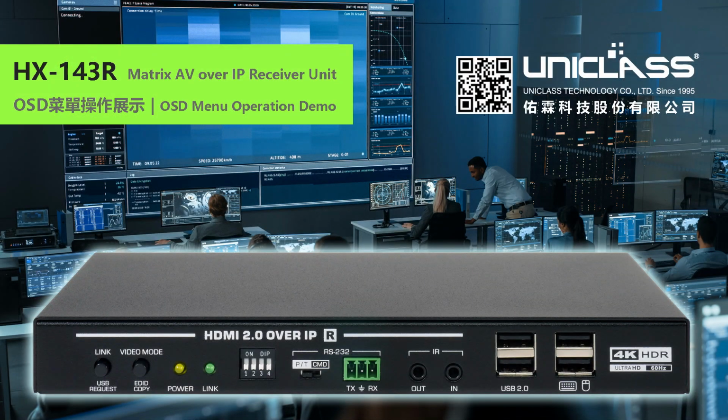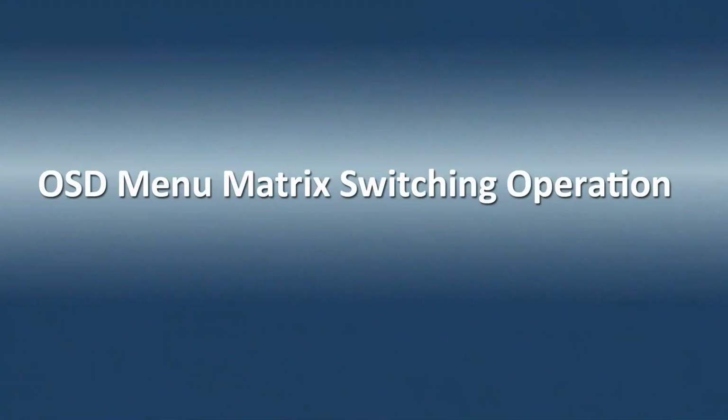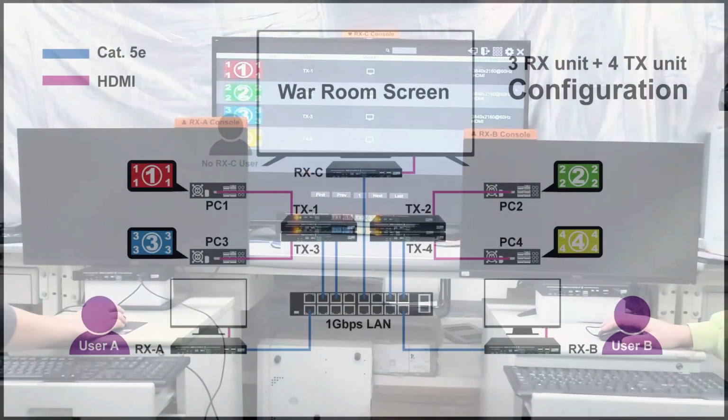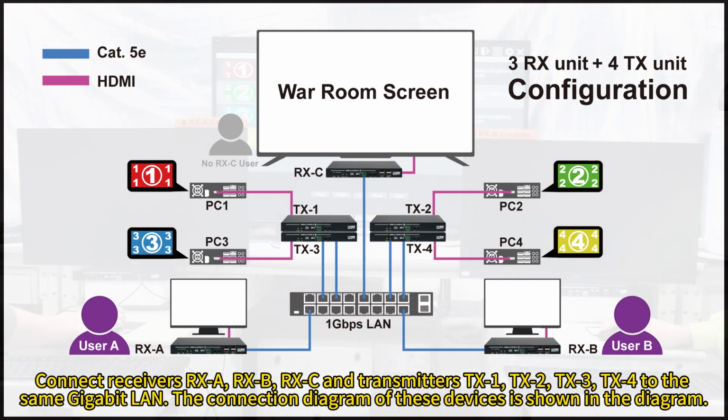This section demonstrates matrix switching operations using the OSD menu. Connect receivers RXA, RXB, RXC, and transmitters TX1, TX2, TX3, TX4 to the same gigabit LAN. The connection diagram of these devices is shown in the diagram.